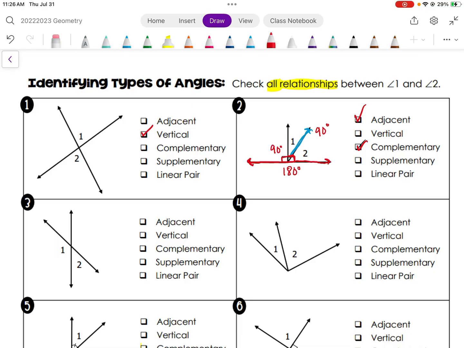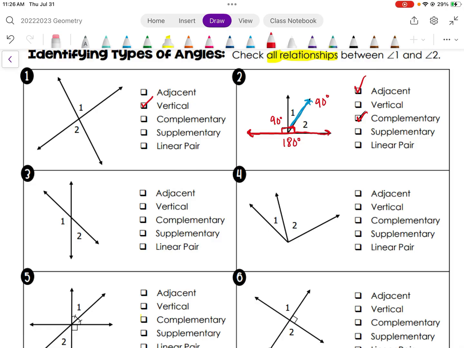However, 1 and 2 are not supplementary. They would not add to 180. Not linear pair either, because I'm just talking about angle 1 and angle 2. Angle 1 and angle 2 on their own do not form a line. There's just a line involved in the picture.